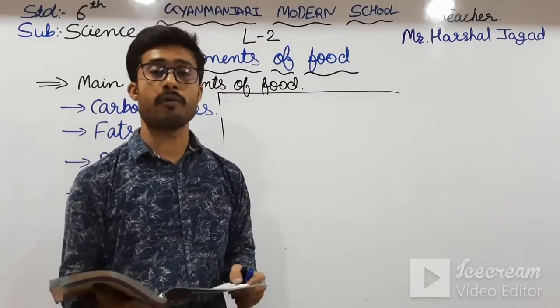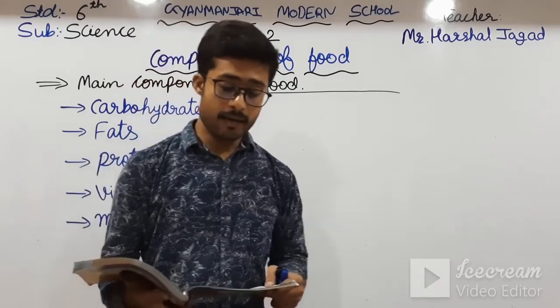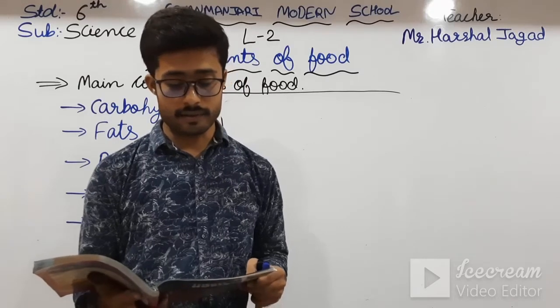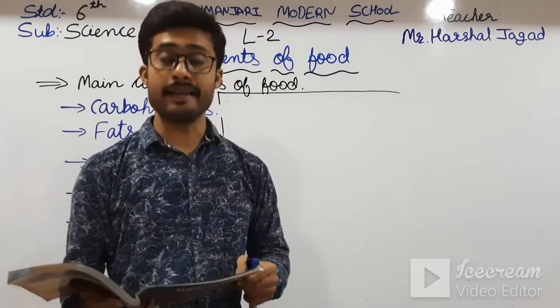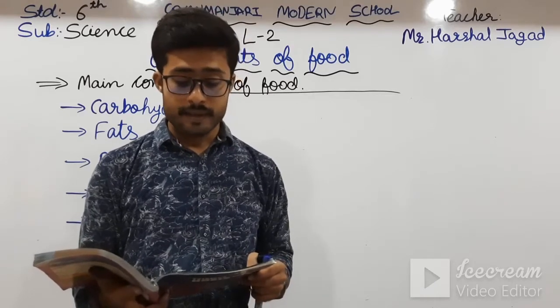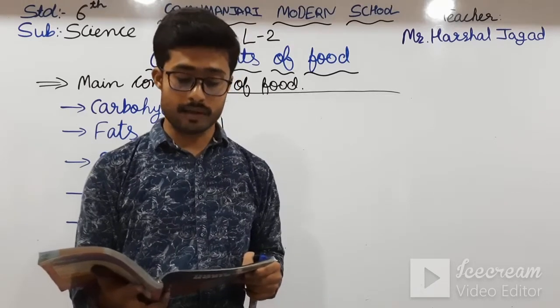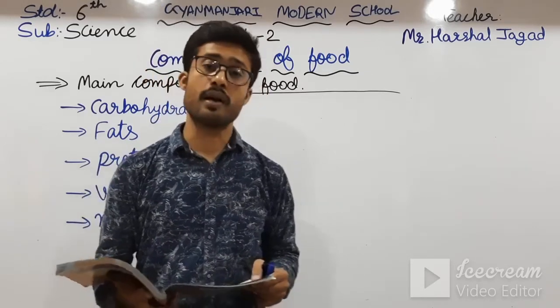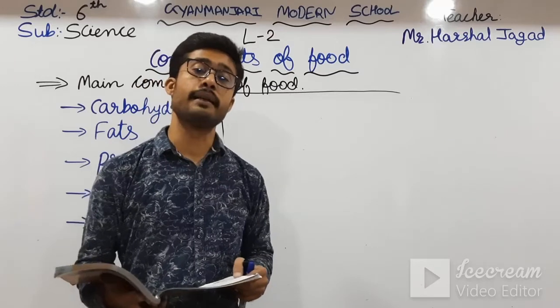And the observation, what we will see: depending on the amount of glucose, the blue color of the Benedict's solution turns green, which indicates low sugar content. Yellow indicates medium sugar content. Or brick red, it contains high sugar content, as shown in the figure.